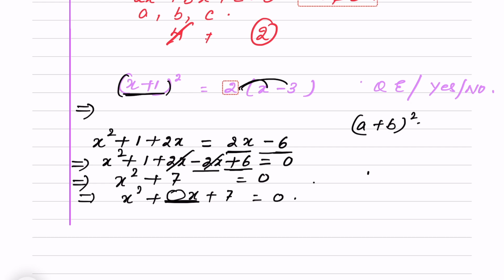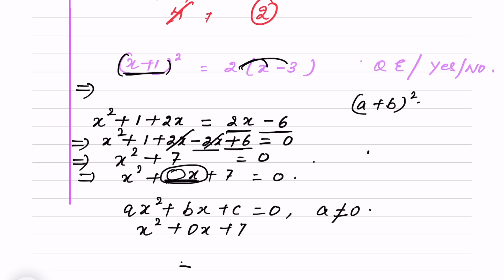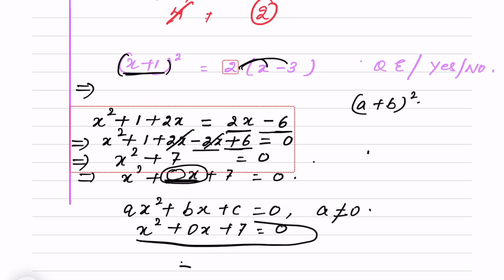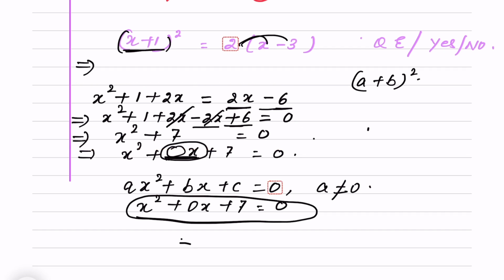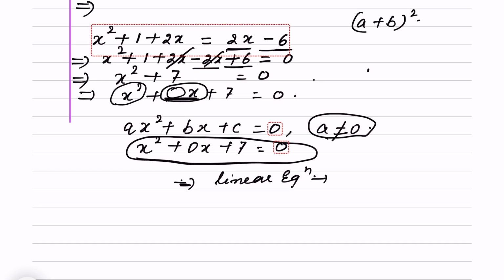Again, we see that ax square plus bx plus c equals 0, where a is not equal to 0. Here the middle term can be 0. So we can write it as x square plus 0x plus 7 equals 0, and this is a quadratic equation. We only have to check that a is not equal to 0. If a were 0, then this equation would reduce to a linear equation, and then it would not be quadratic. Otherwise it is a quadratic equation. Okay, I hope it is clear.